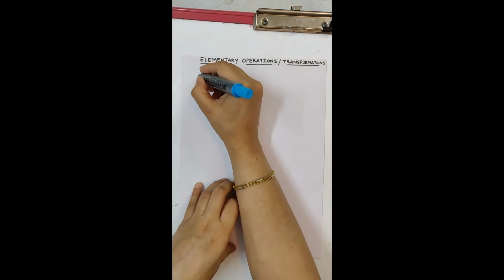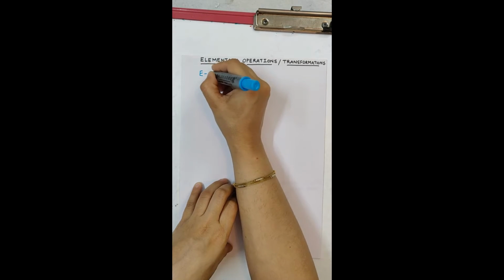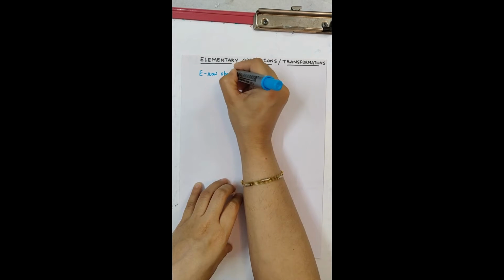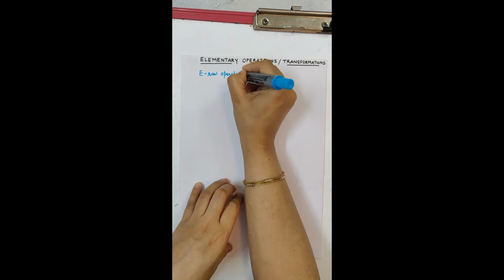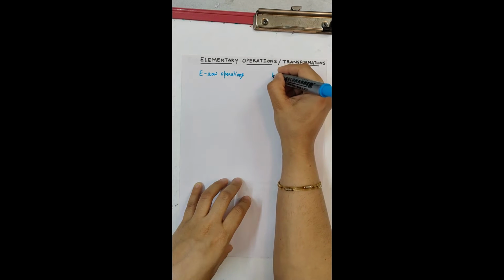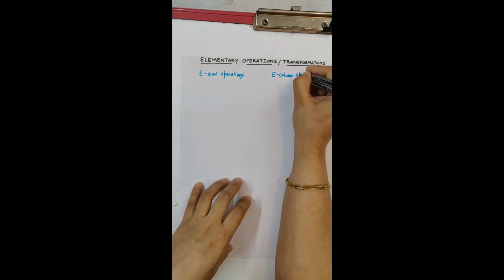Now operations when applied to rows of a matrix are known as elementary row operations, which in short we write as E row operations or transformations, and operations when applied to columns of a matrix are known as elementary column operations, which in short we write as E column operations or transformations. Now we shall see what these operations are.